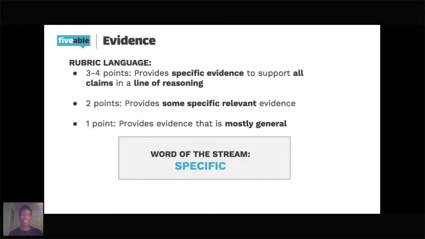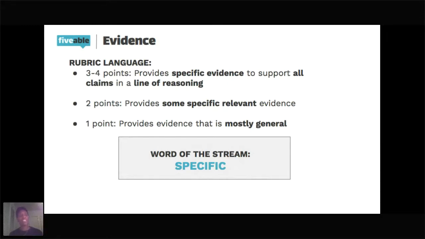ties everything together. So you want to make sure that you establish your line of reasoning in your thesis, and that you are supporting that line of reasoning all through your commentary. And every piece of evidence is tied to the line of reasoning in that commentary. And so that's going to get you 3 to 4 points.